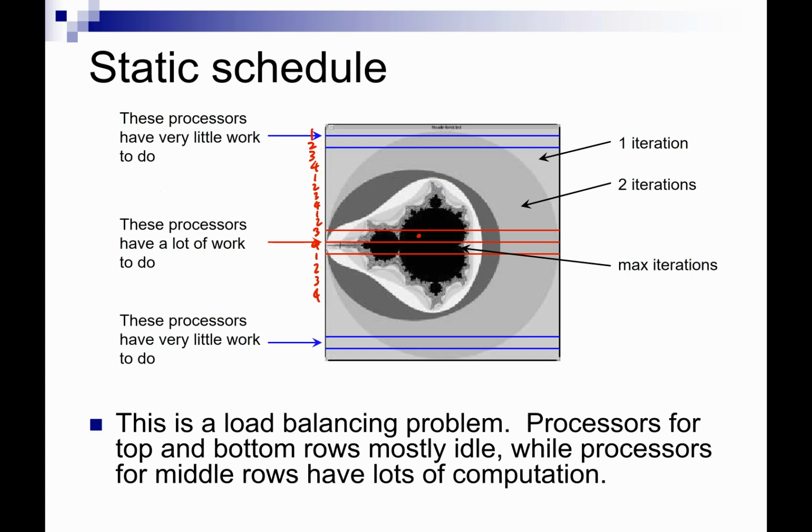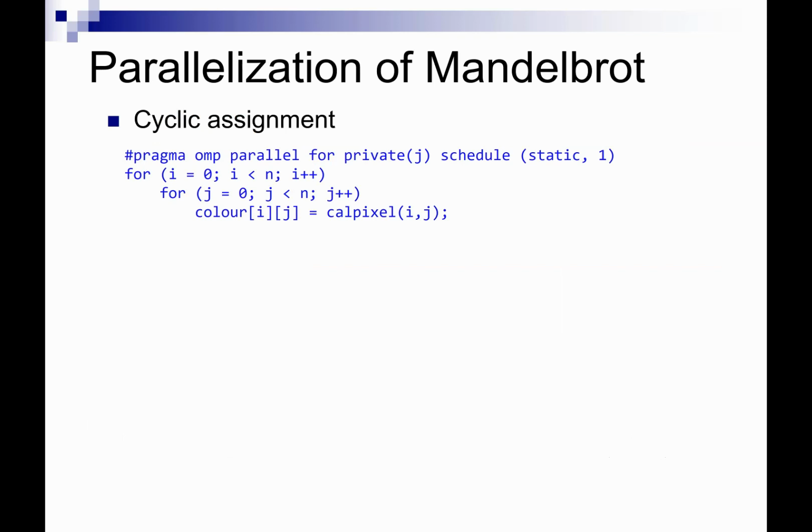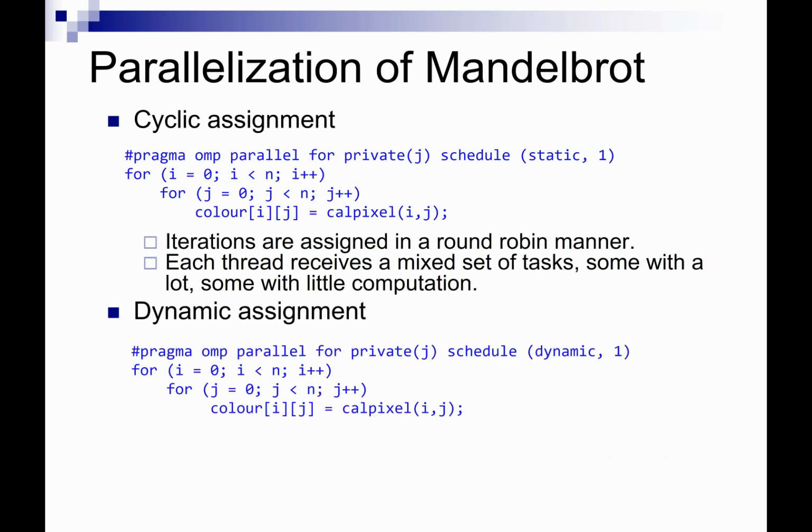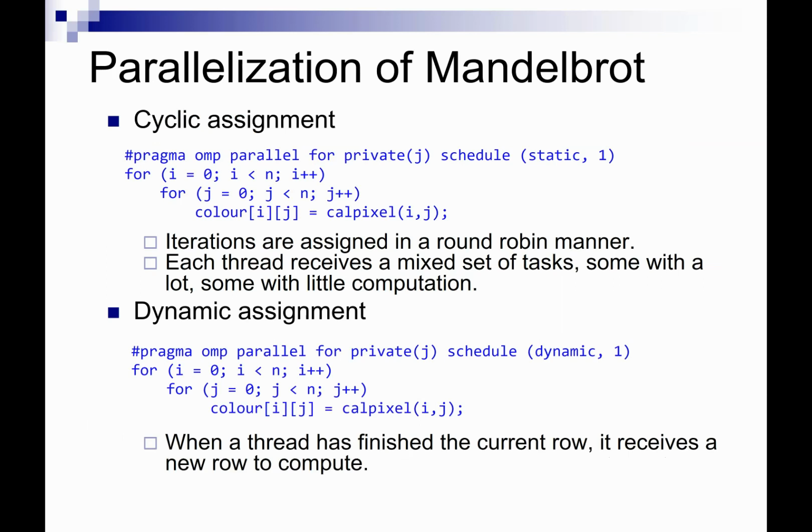In this way, you see that thread 1 is assigned some of these easy rows, but it's also assigned some of these hard rows, where you have to run for a long time. Basically, each thread is assigned some of the easy rows and some of the hard rows. So the work is much more balanced if you use the cyclic assignment. Or you can use the dynamic assignment, or you can use a guided assignment. All of these will achieve much better load balancing than just using the default static assignment.